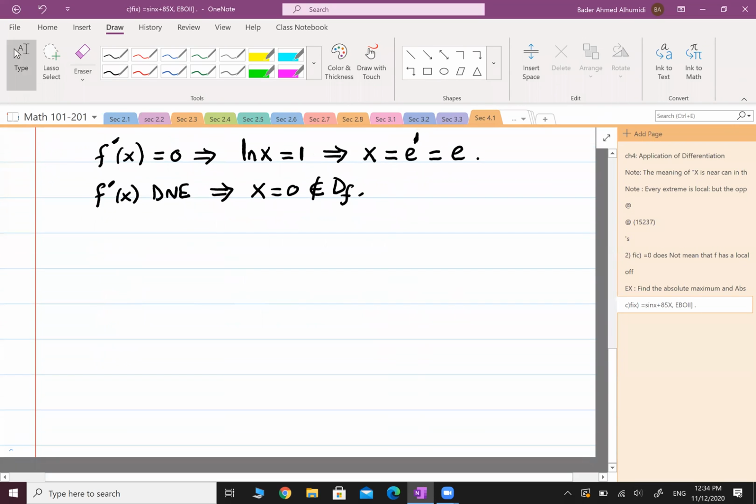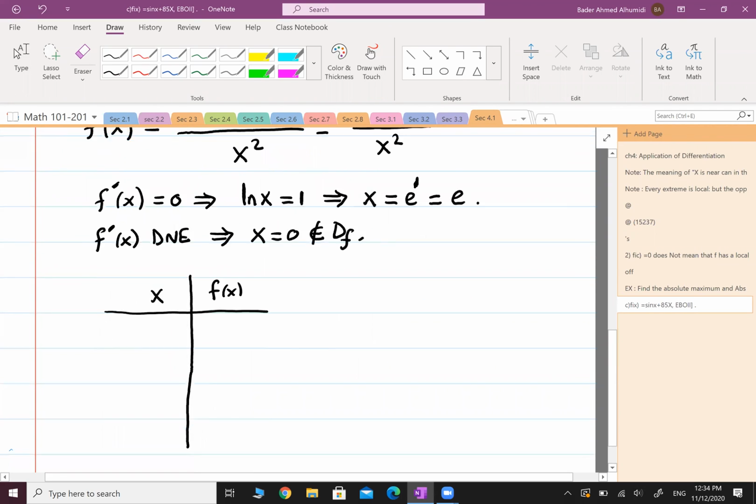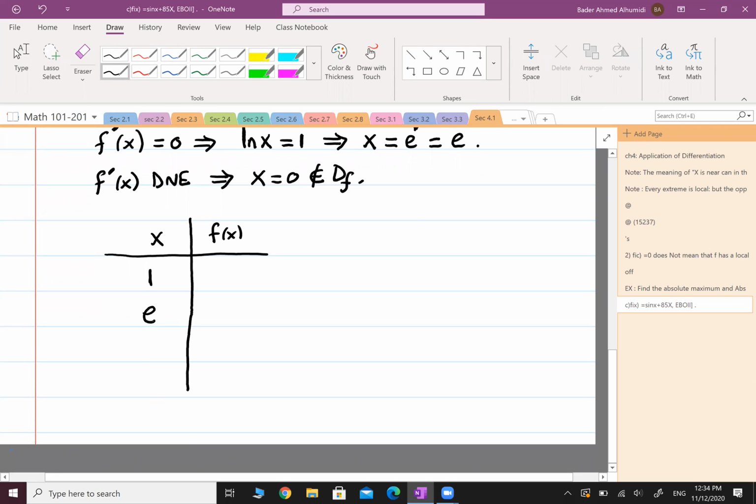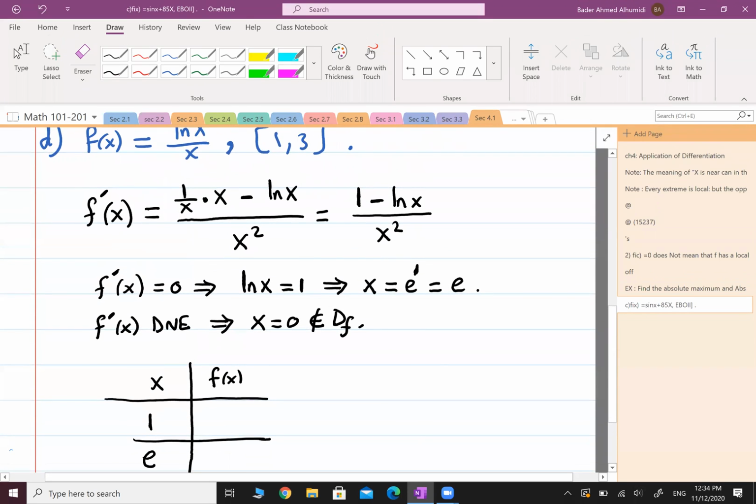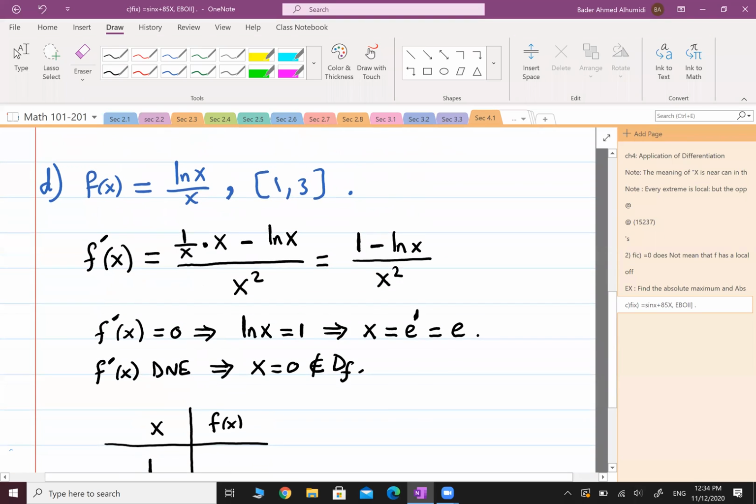Yes. So what I will do now, again, I will make a table. It's up to you if you need to make a table or you evaluate outside a table. It's not important for you to make a table, but for me, to organize my work, I put it in a table. So I will put 1 here, e here, and 3 here, and I will calculate. According to the procedure we are doing, the maximum among these will be called absolute maximum, and the minimum will be called absolute minimum. We substitute 1, and I get ln of 1 over 1.